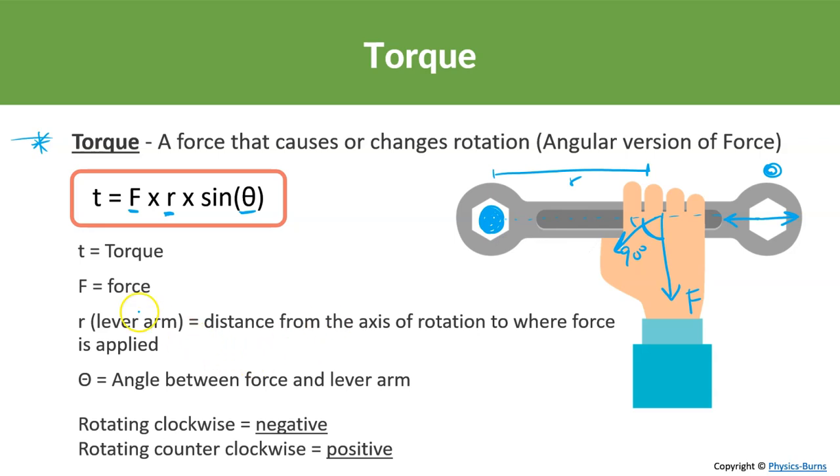Okay? So T stands for torque. F stands for force, R is the lever arm, the distance from the axis of rotation where the force is applied. Theta is the angle between the force and lever arm. It's similar to when we did work, the cosine of theta. It works kind of the same way there. Rotating clockwise, we put as negative, and rotating counterclockwise, we put as positive.